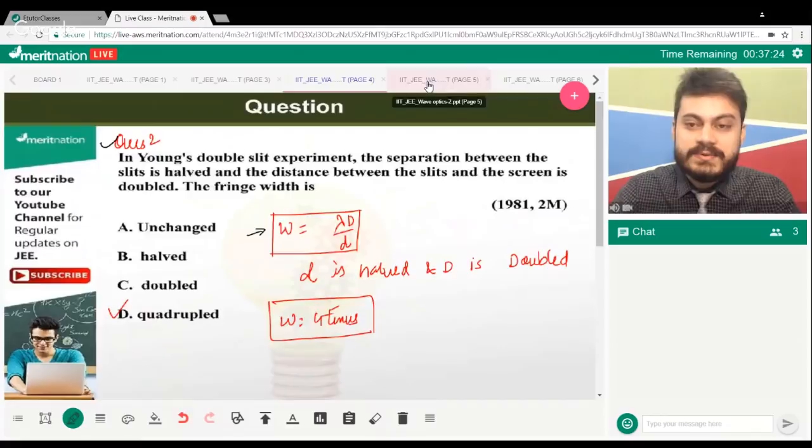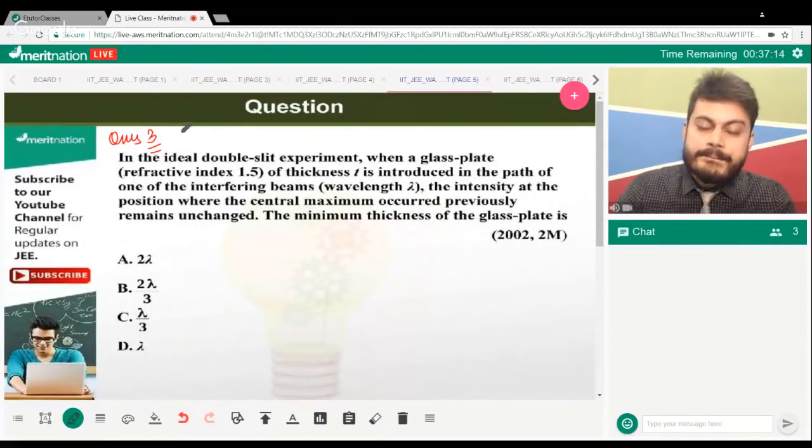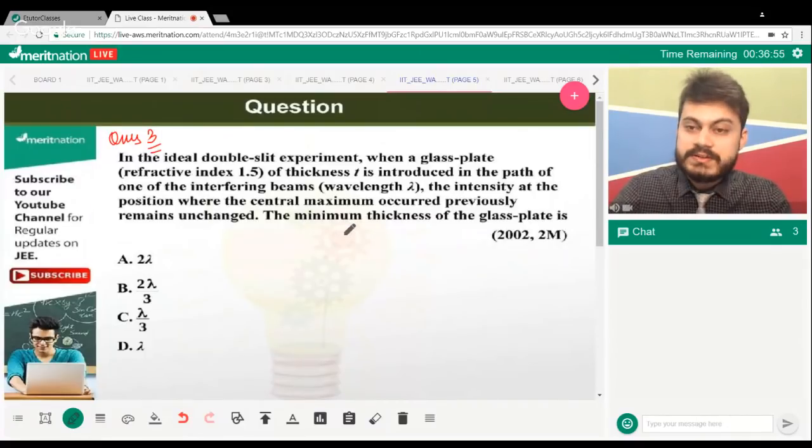So okay, let's move to the next one. Let's see how many of you can do this one. Question number 3. Now this is a bit of a quality question. Let's see how many of you can do it. So in the ideal double slit experiment, when a glass plate of refractive index 1.5 of thickness T is introduced in the path of the interfering beams, wavelength lambda, the intensity at the position where the central maximum occurred previously remains unchanged.